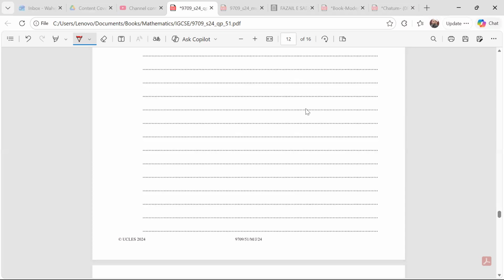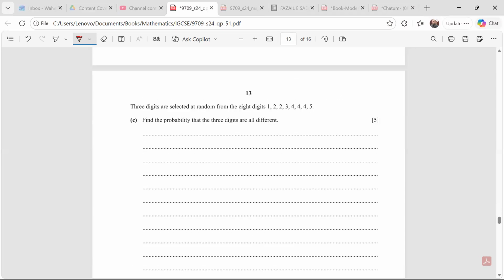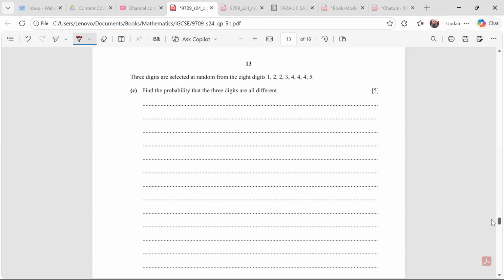Next, question number 7C. Find the probability that these three digits are all different. So we select randomly three digits from this pool. We have 8 digits like this, and we just select three of them. So what's the probability that all three are different?